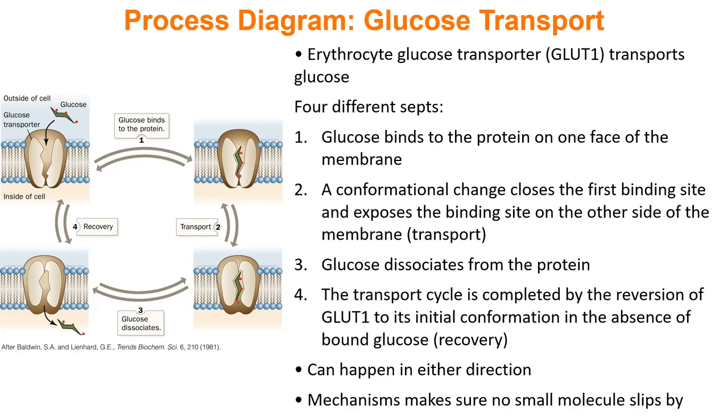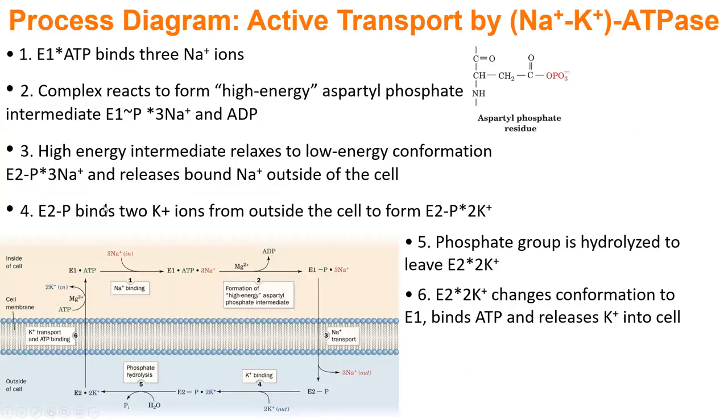However, in this next channel we're going to look at, we need ATP. The conformational change that we need in the sodium-potassium transport, just the binding of the ion is not enough. Here we need ATP to make our transport happen. So we're going to look at active transport.